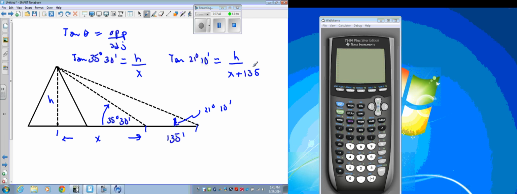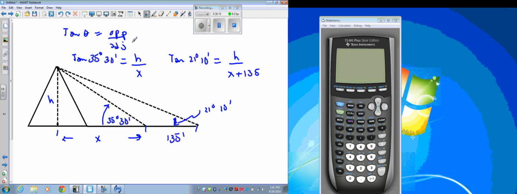Now, if we got this equation with h by itself and this equation with h by itself, then we could set those two equal to each other and solve for x, right? And once we got x, we could put x back in here and solve for h. Is that right? That's where I'm going to go with this.